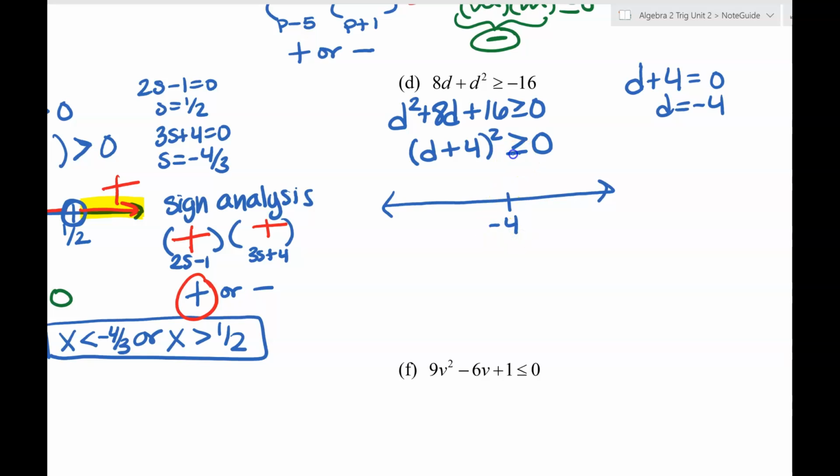Now, our equation does want to include where it's equal to 0. So we're going to include this. And now we only have two areas to test. Numbers smaller than -4 and numbers bigger than -4. And we are plugging them into this D plus 4 and squaring it.